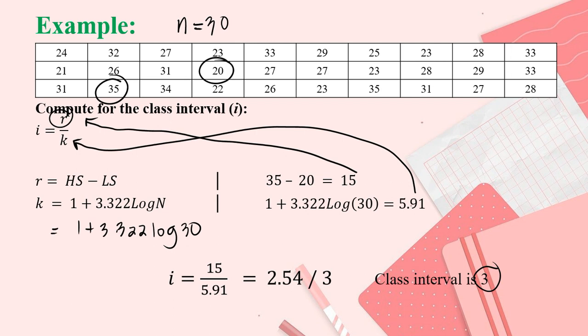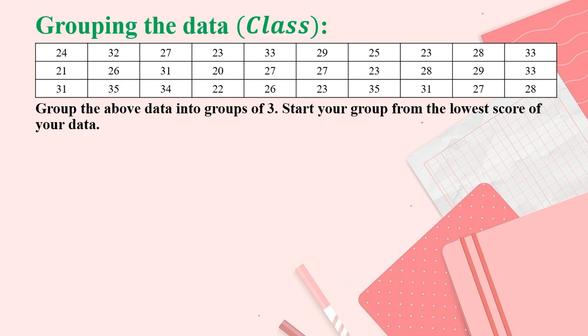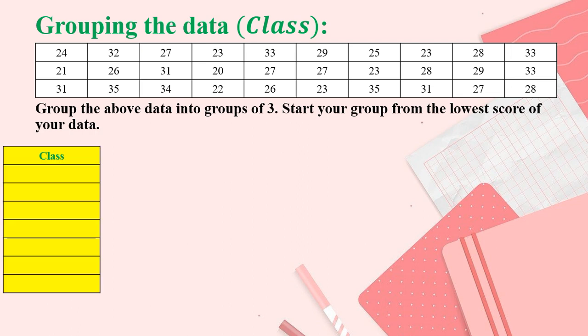You need to find first the class interval. So we have 3. Let's proceed with the table. Again, we have here our data, and we need to group the data into groups of 3. Start your group from the lowest score of your data. So again, let's take our lowest score, which is 20. And the interval is 3. So meaning, your lowest class will be 20 to 22.